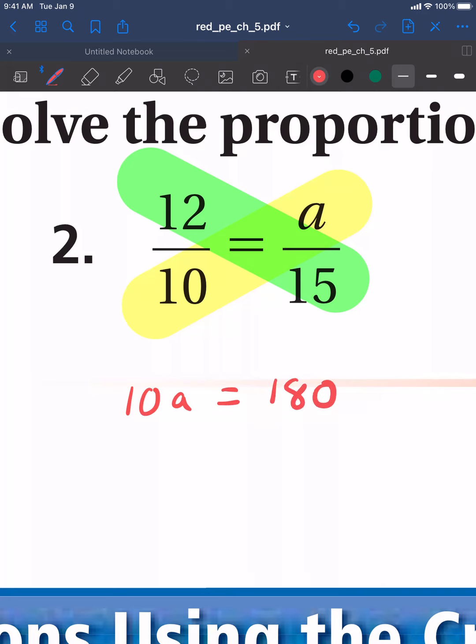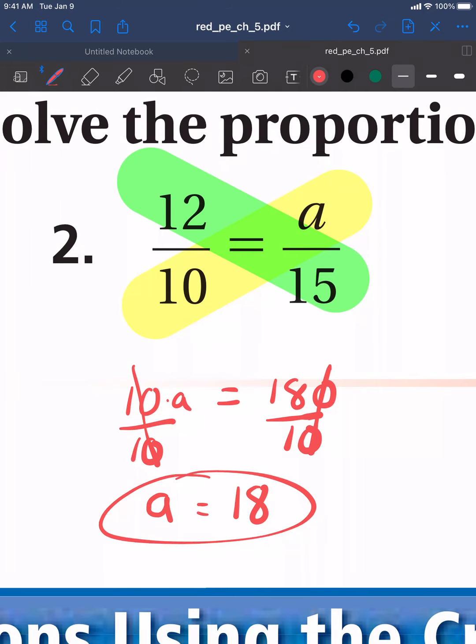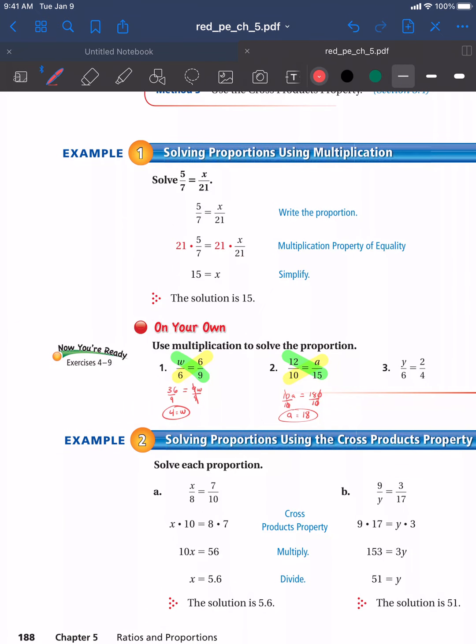Now, how do you solve for A? You got to get the 10 gone. It's being multiplied, so we have to do the opposite, which is to divide. 10 over 10 is 1, so it's gone. I'm just left with an A. 180 divided by 10 is the same thing as 18 over 1, which is just 18. And our final answer is A equals 18. Like I said, you guys, this chapter, incredibly easy. I feel like you guys know how to do this already right away.